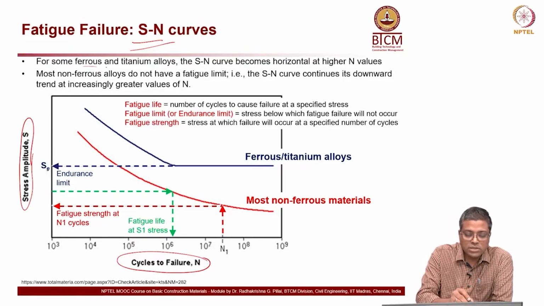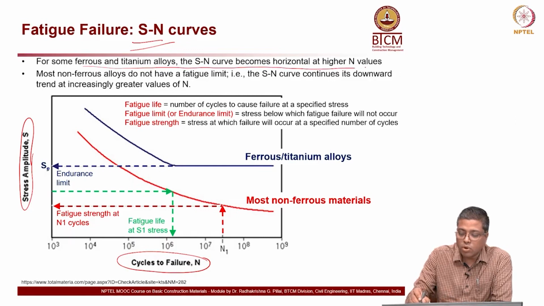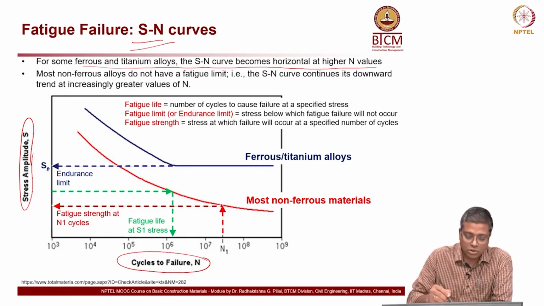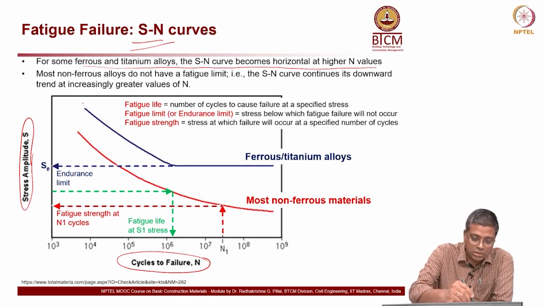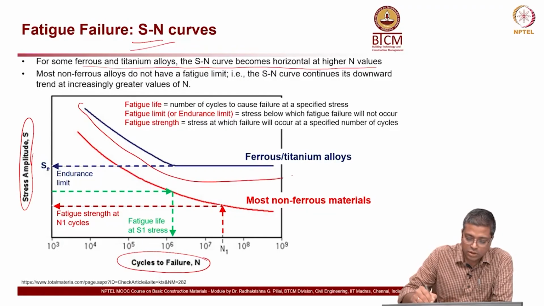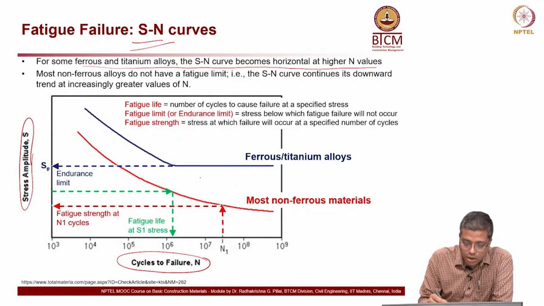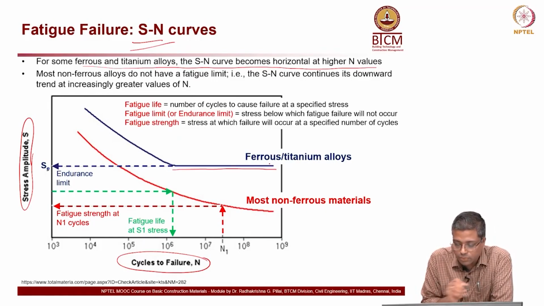So, some ferrous and titanium alloys become horizontal at higher N values; the more cycles, the more horizontal it becomes. You can see this in the graph here, it is more or less horizontal after about 10 to the power of 6 cycles. So, from here it is horizontal, right. Now, that is a very good property which the ferrous or titanium alloys have.